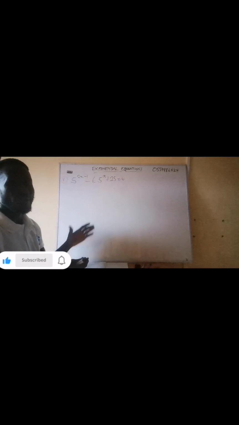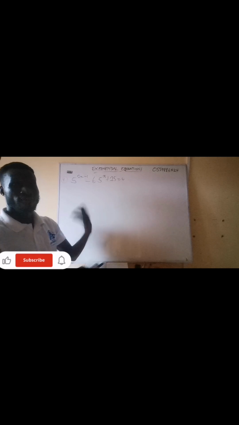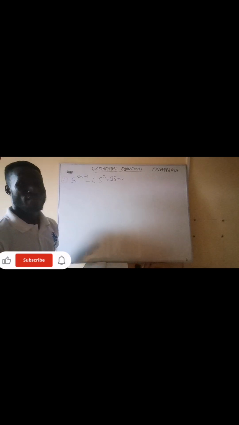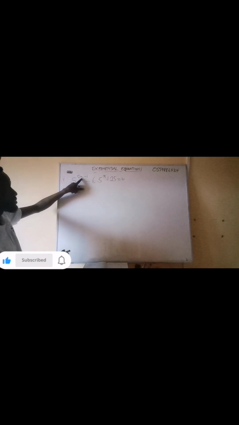Now at this point, you're going to do the same substitution. We have 5 exponent x here, so I need to manipulate this one, then I'll use a variable to represent 5 exponent x, and after that we solve it. But before then, I need to break this one down. Now don't forget that this one is 5 exponent 2x minus 1.